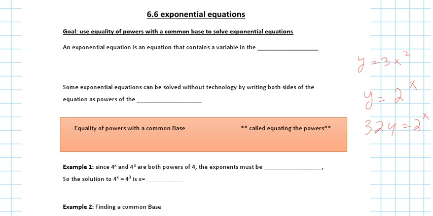Try to find the number 324. How to find 2 to the power of something to get me this. So the power of 2. 2 to the power of something to give me this. So yes, to make both of them the same.